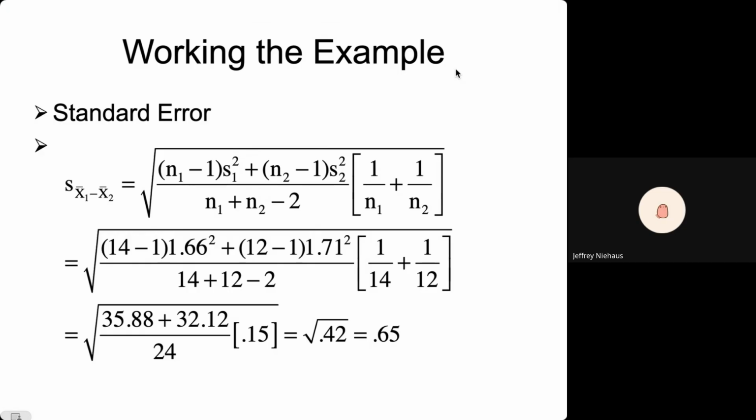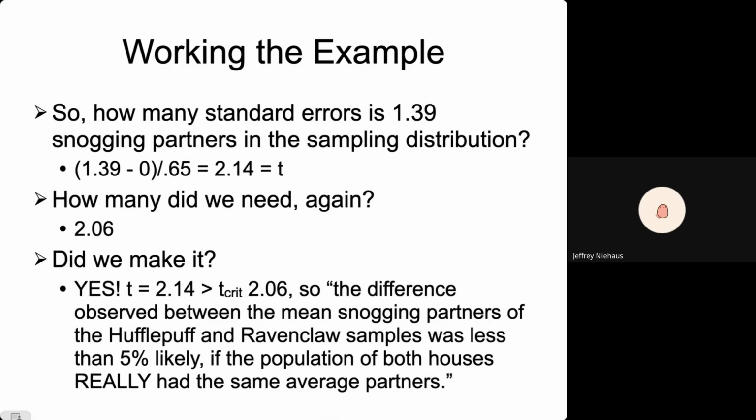By the time it's all done, we realize that the standard error is 0.65. That's taking into account how diverse both samples were, how many people were in each sample. We get an S sub x bar sub 1 minus x bar sub 2 of 0.65. So how many standard errors is 1.39? Well, 1.39 minus the middle of the distribution, which is 0, as it always is if the null is true, divided by the standard error, and you get a 2.14. We needed 2.06.